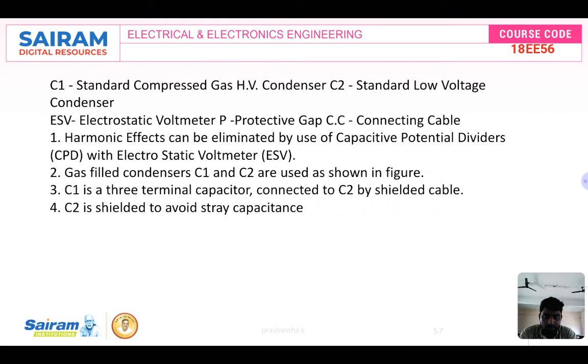C1 is a standard compressed gas HV condenser. C2 is a standard low voltage condenser. ESP is the electrostatic voltmeter. P is a protective gap. CC is the connecting cable, and harmonic effect can be eliminated by use of the capacitive potential divider CPD with the electrostatic voltmeter ESP, right? Gas filled condensers C1 and C2 are used as shown in the figure. So C1 is a 3 terminal capacitor connected to C2 by a shielded cable. C2 is shielded to avoid stray capacitance. Stray capacitance we cannot predict. ESP is the electrostatic voltmeter.